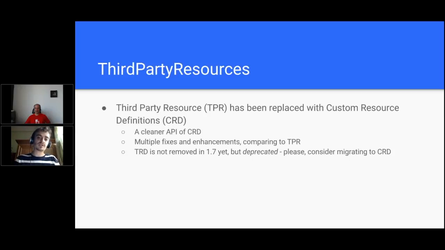Third-party resources are still available in Kubernetes 1.7, but they are marked as deprecated. And we are expecting to completely remove this feature in the next releases. So if you're using third-party resources today and you're going to use them in the future, please consider switching and migrating to CRD. You will have enough time to do that, because in Kubernetes 1.7 they're both enabled, and in later releases, third-party resources will be deprecated in favor of custom resource definitions.